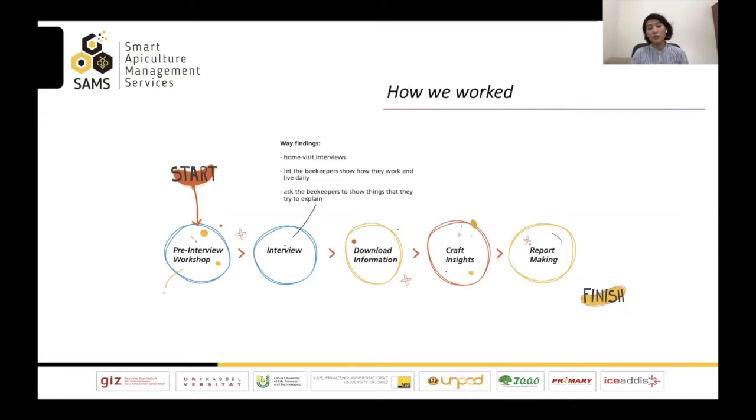We did this with the in-depth interview methods and also shadowing. We stay with them, usually minimally for 2 days and 1 night. We live in their house to get a sense of, instead of just conversing and asking what they did, how they did beekeeping, we also took some time to observe how they did it live. So that's the reason why we also spent the night in their houses.